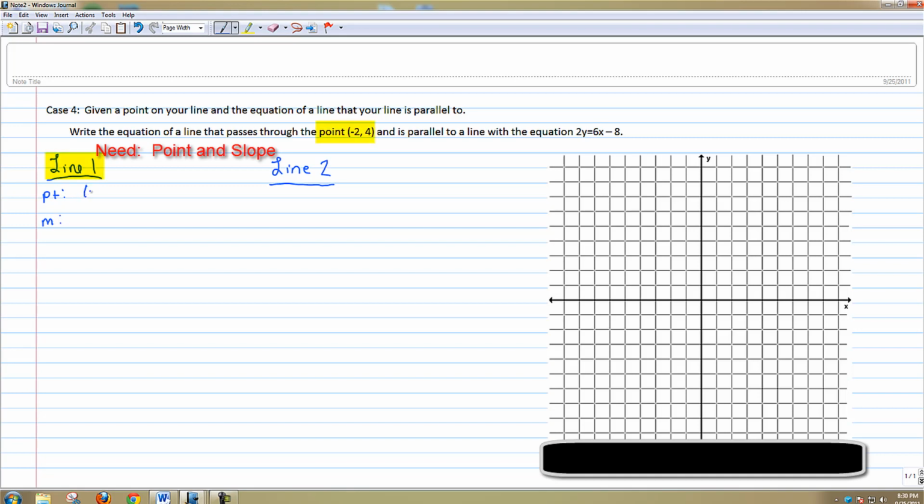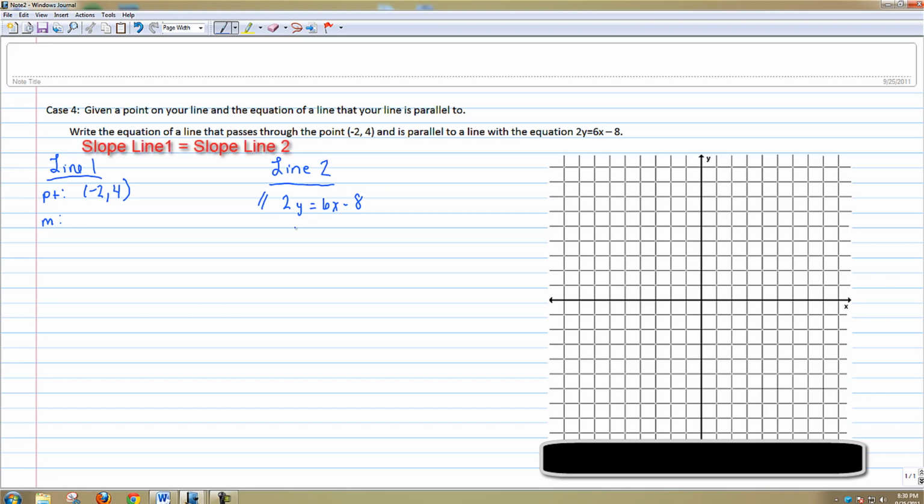Well, they do give us a point. They give us negative 2 comma 4, but the slope is not given to us. Instead, they tell me that I am parallel to a line that has the equation 2y equals 6x minus 8. So my line 2 that I am parallel to, and we often use these symbols to represent parallel, is 2y equals 6x minus 8.